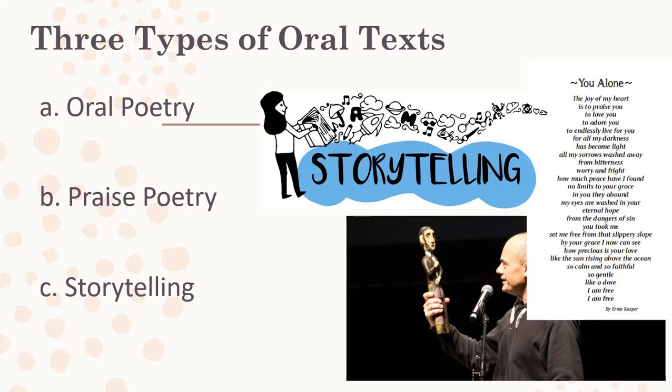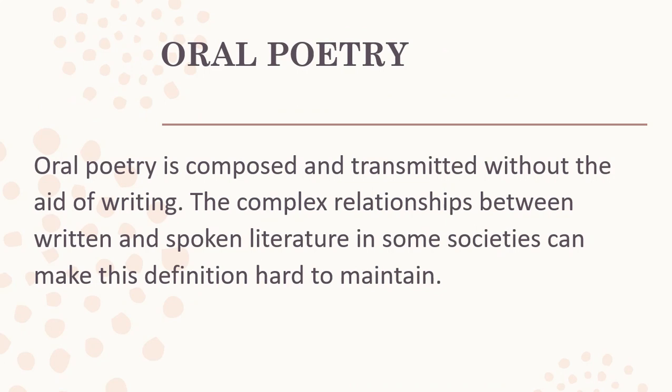There are three types of oral text: oral poetry, praise poetry, and storytelling. When we say oral poetry, it is composed and transmitted without the aid of writing. The complex relationships between written and spoken literature in some societies can make this definition hard to maintain.